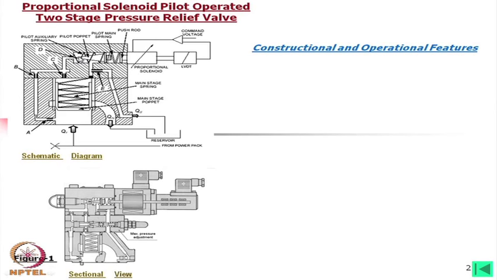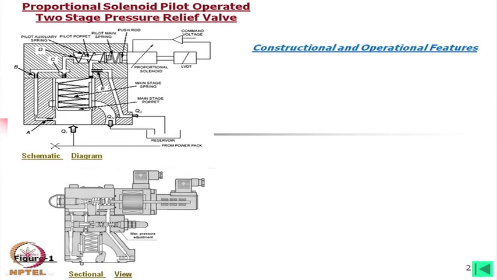Now, let us consider this signal we have given in such a way that it should open at 10 megapascal. This means that at 10 megapascal this will open. Once this opens, the flow will start, this flow will go like this, and then through this, this is blocked. So, through this passage it will go to the drain. Now, this passage is also blocked.